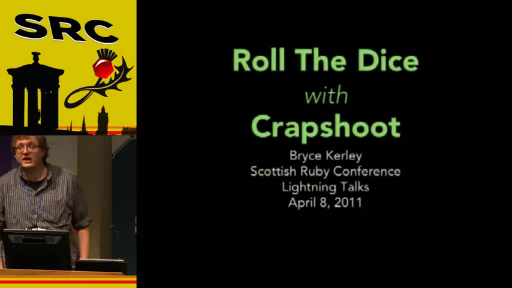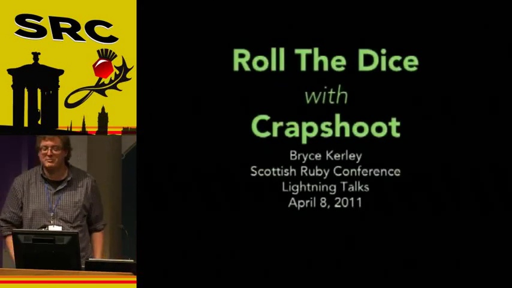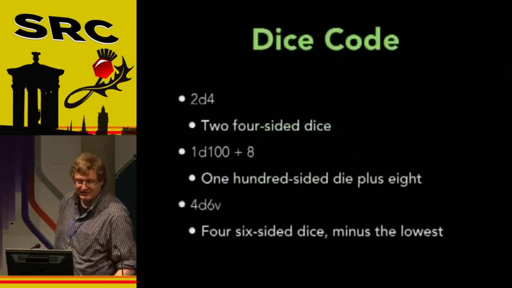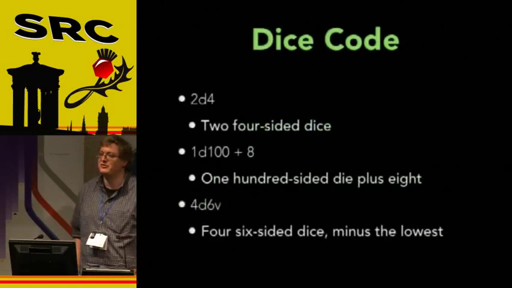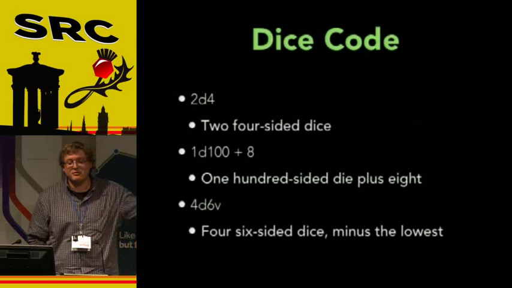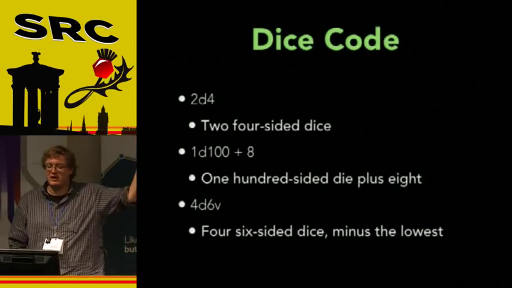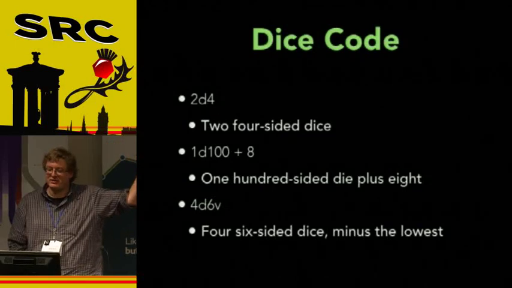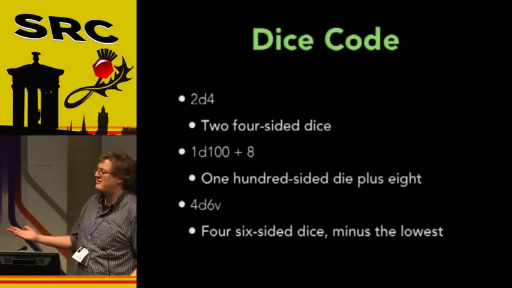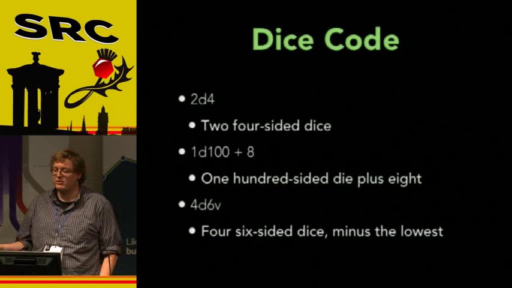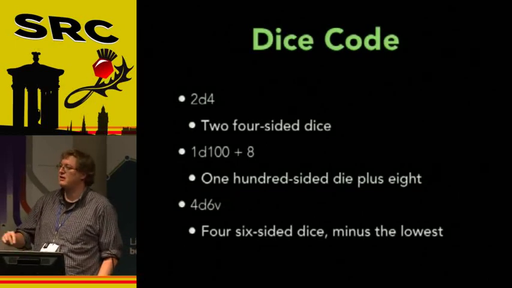So I'm going to talk about a gem I wrote a few months ago called Crapshoot. It's for rolling dice. So if you're a nerd and you play Dungeons & Dragons, you're probably familiar with some of these codes. 2d4 rolls 2 four-sided dice. 1d100 plus 8 rolls a 100-sided die plus 8. 4d6v, that's a little invention we had. It rolls 4 six-sided dice and then gets rid of the lowest die.